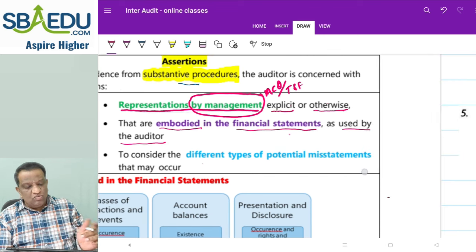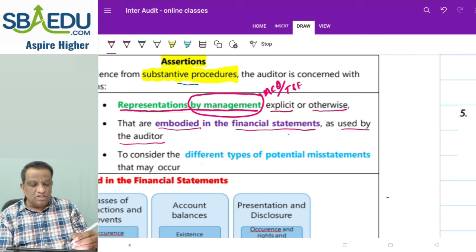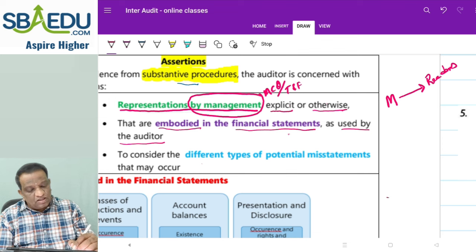To put it across to the students, these are by the management, that is, management wants to convey something to whom? To the readers of the financials. Whoever is the reader of the financial statements, management wants to communicate something to them. These are nothing but the representations. Management wants to represent something to the readers, but on what? On the financial statements, that is, the financial statements which are being reviewed by the auditor.